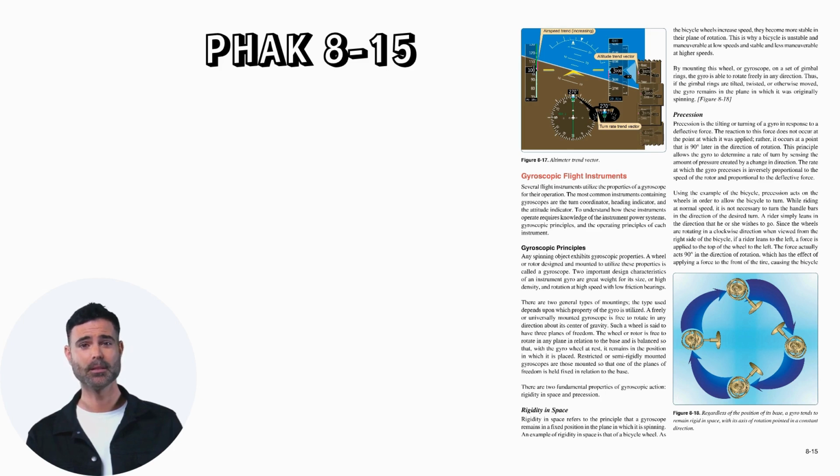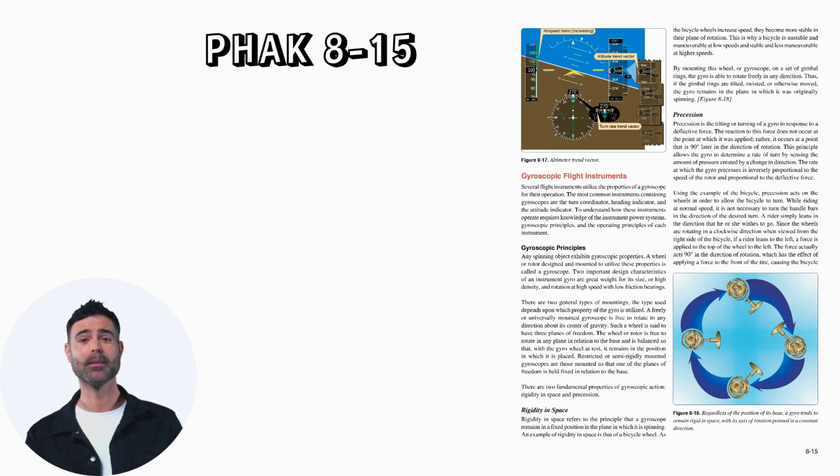Rigidity in space. Rigidity in space refers to the principle that a gyroscope remains in a fixed position in the plane in which it is spinning. An example of rigidity in space is that of a bicycle wheel. As the bicycle wheels increase speed, they become more stable in their plane of rotation. This is why a bicycle is unstable and maneuverable at low speeds and stable and less maneuverable at higher speeds. By mounting this wheel, or gyroscope, on a set of gimbal rings, the gyro is able to rotate freely in any direction. Thus, if the gimbal rings are tilted, twisted, or otherwise moved, the gyro remains in the plane in which it was originally spinning.